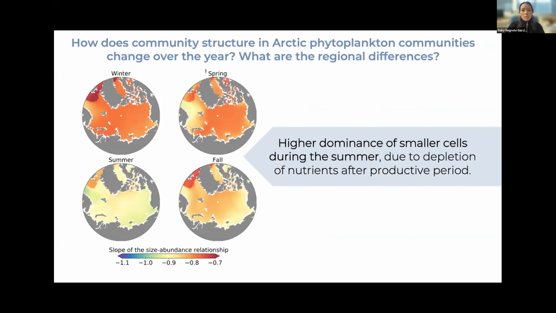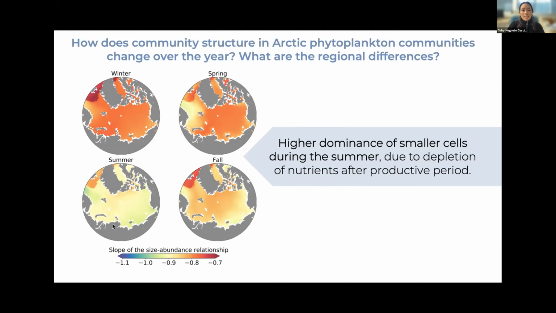I also wanted to see how the community structure changes in the Arctic throughout the year by plotting the slope of the size abundance relationship, where a more negative slope would show a higher contribution of smaller cells in the ecosystem, and a less negative slope would show a higher contribution of larger cells.